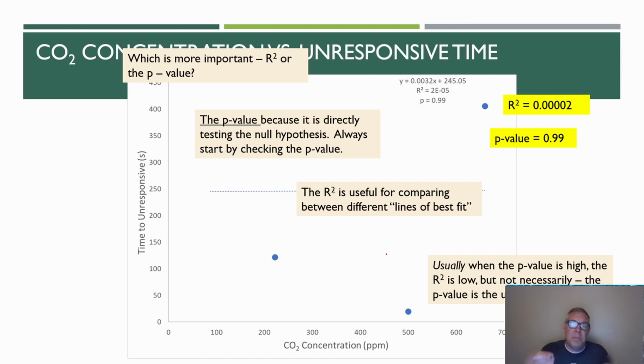That means the points fit it better. There's a lot of things you can learn from the R-squared. Like there might be more than one independent variable that's influencing your dependent variable, things like that. So the R-squared is useful, but the p-value is where you should always start. Usually, when the p-value is high, the R-squared is low, but not necessarily. P-value is the ultimate arbiter.